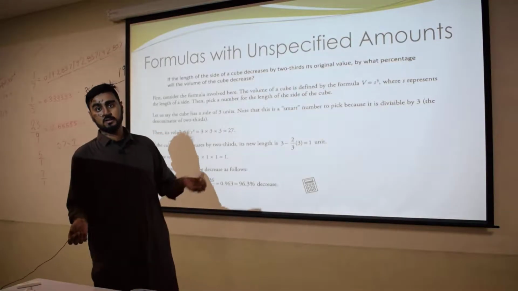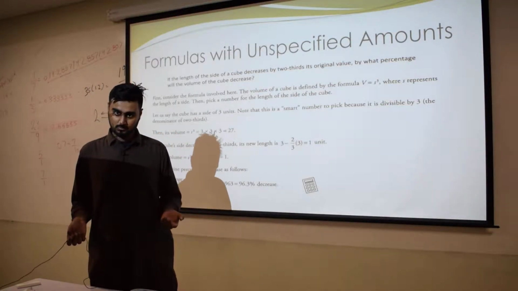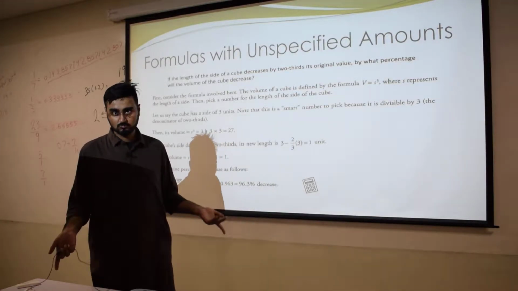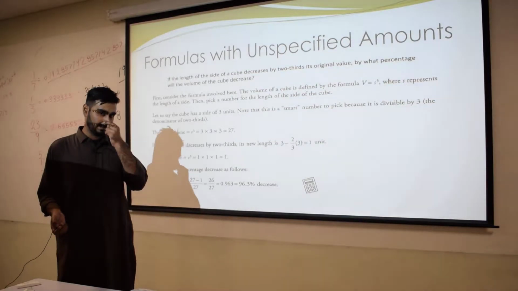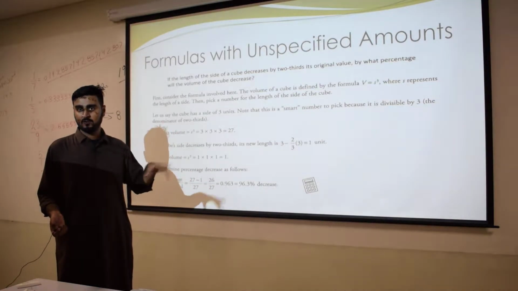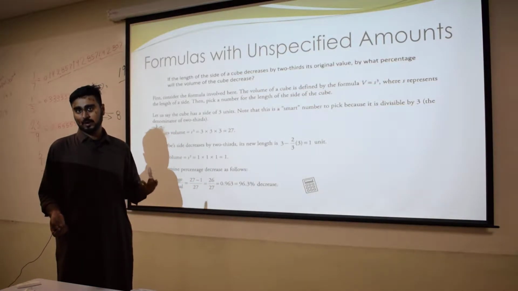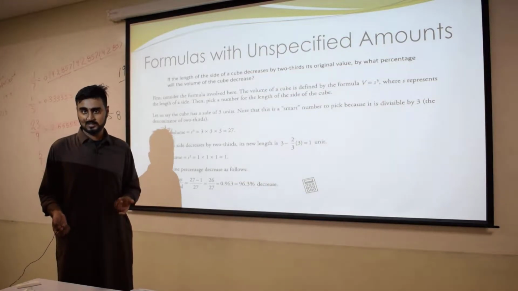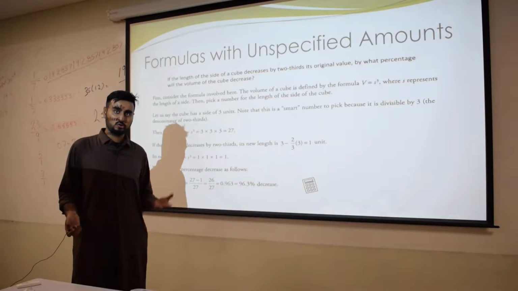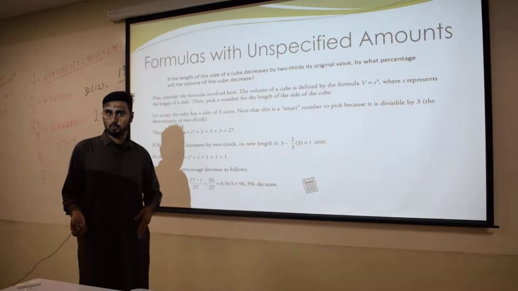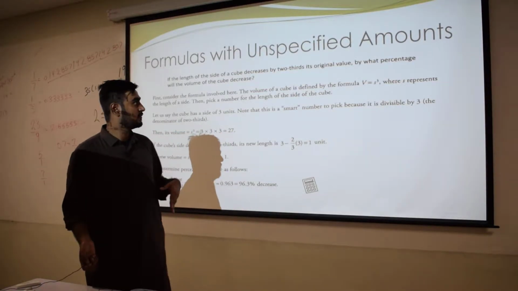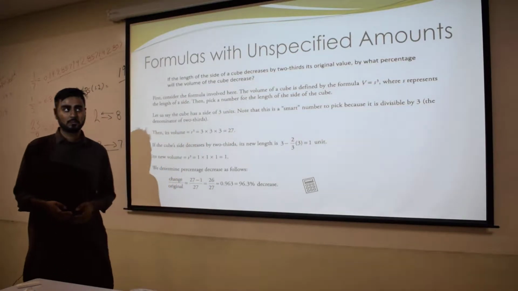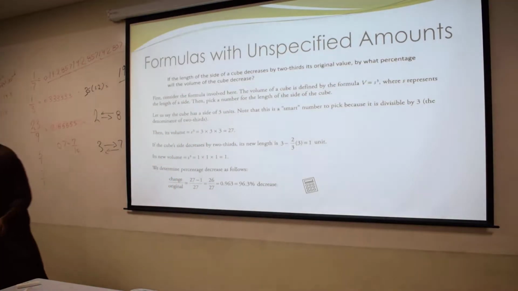So this means that the new volume is 1 cube, which is 1. Okay? And the change in volume will be 27 minus 1. So that's 26. So 26 is the change. The original volume was 27. So 26 upon 27 into 100. That's the percentage which the question is asking. Okay, I hope you understand this.